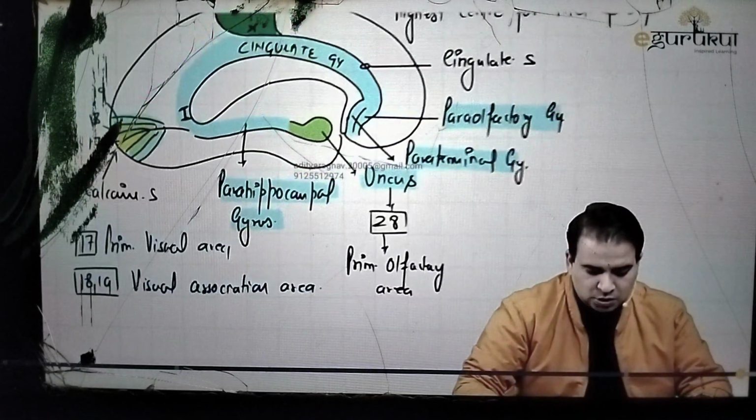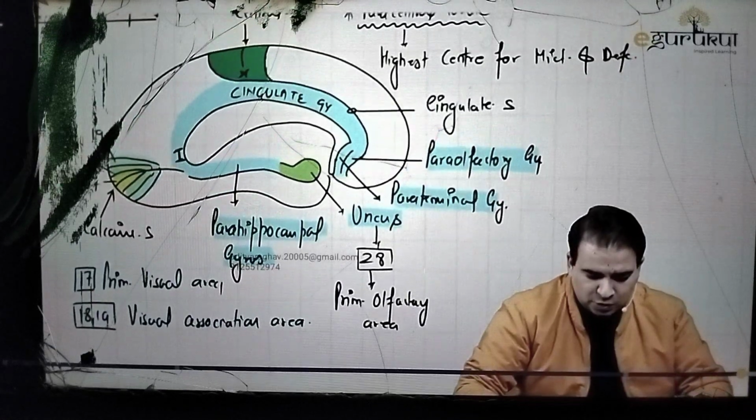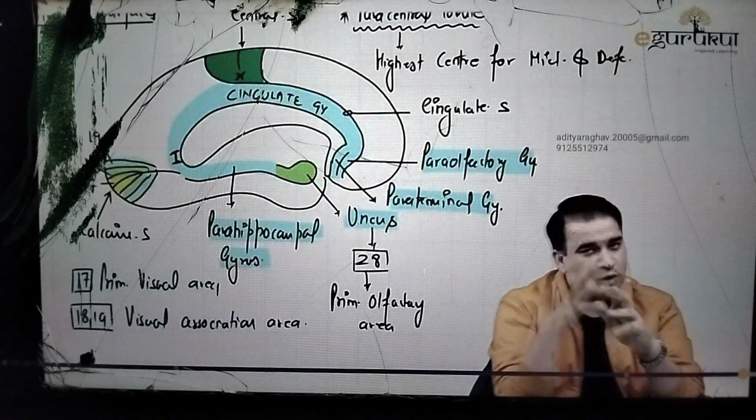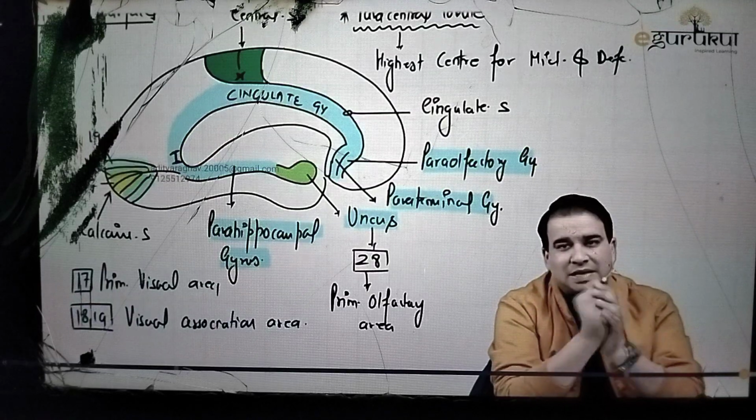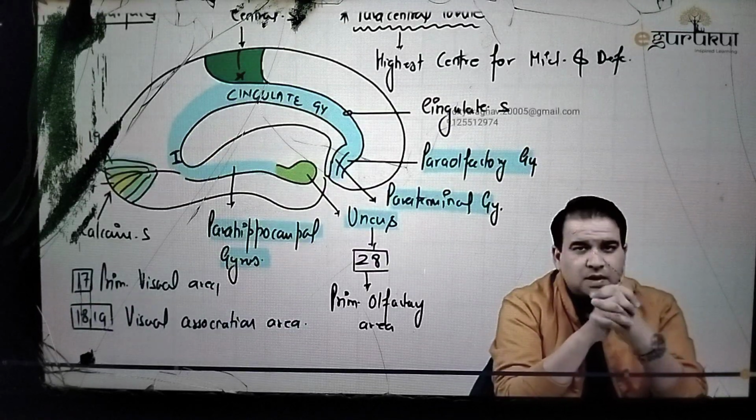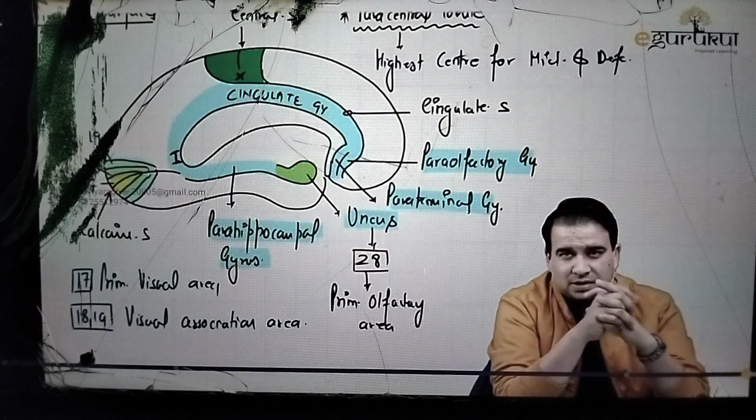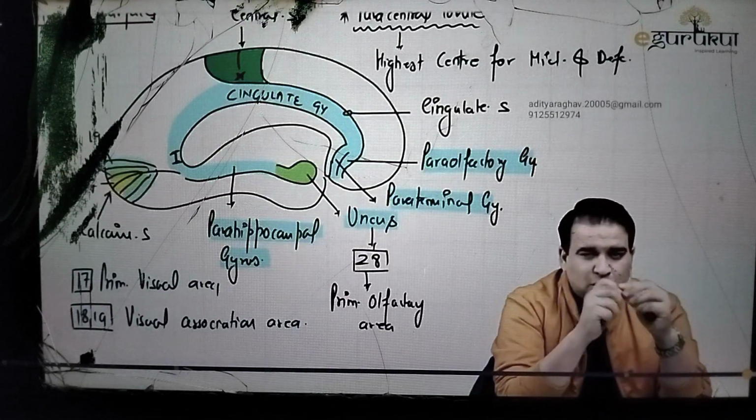So these are some important, must-know areas on the medial surface of the cerebral hemisphere. We saw some important areas on the superior lateral surface, and these are the areas on the medial surface. Having talked about all these important areas, now let us also talk about the sensory and the motor homunculus.